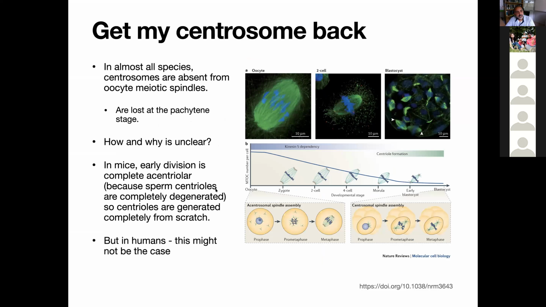The next thing that has to happen is formation of a centrosome. In almost all species, the centrosome is absent from oocyte meiotic spindles. I think all of you know what a mitotic and meiotic spindle is, yeah? Anyone doesn't? You can use the thumbs up icon or the tick icon or a cross. Thanks. Okay, thanks, Grish.